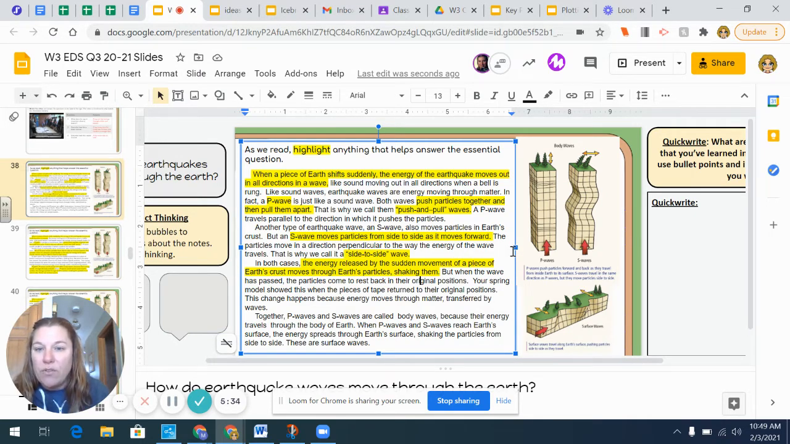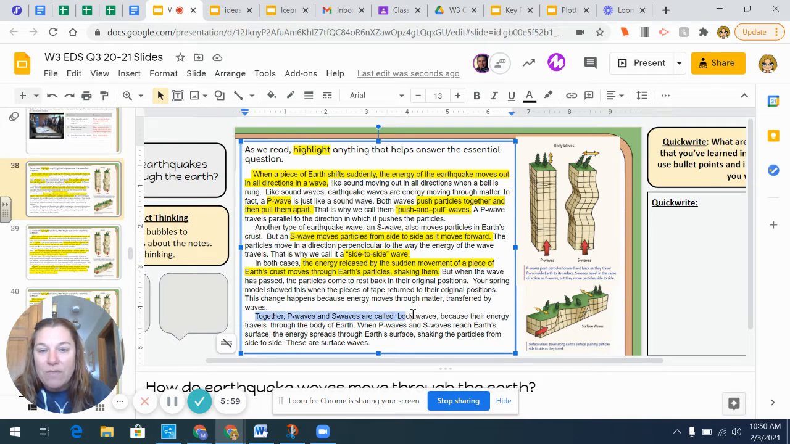Your spring model showed this when the pieces of tape returned to their original positions, or when the slinky stopped moving. We didn't have tape on the one that we saw. This happens because energy moves through matter, transferred by waves. So we're going to learn about energy transfer and transformation at the end of the quarter. And it just means that we're moving the energy from place to place. And that's what energy transfer is.